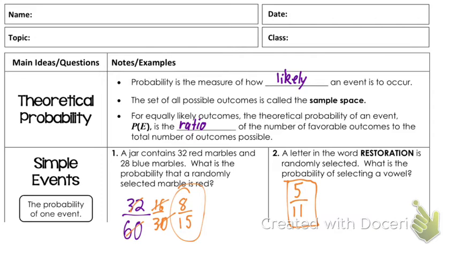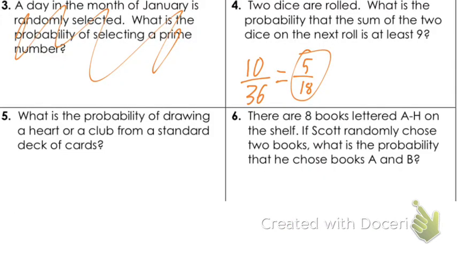Okay, so there are 32 marbles. How many marbles are in the jar? You add them together, 32 plus 28. And there's red and blue marbles in there. Okay. How did I get the 11? Well, how many letters are in restoration? How did I get 36? Well, how many different options are there when we roll the dice?